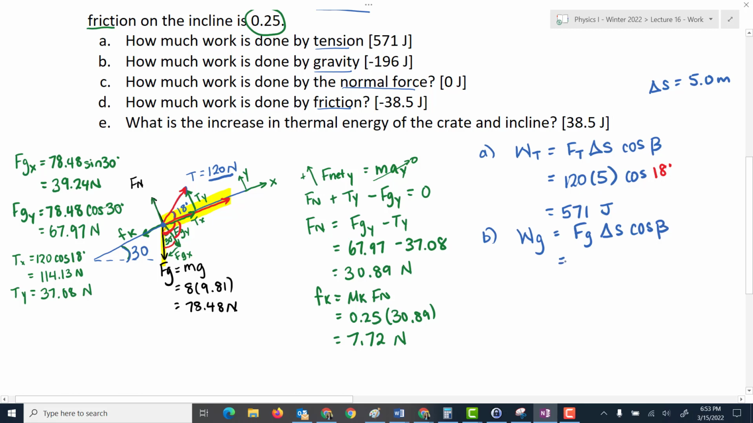So let's fill in everything that we know. FG, which is 78.48, times delta S, which is always 5 meters in this question, times cos of the angle between the force of gravity and the displacement, which we said was 90 plus 30, or 120. It's this full angle right here.